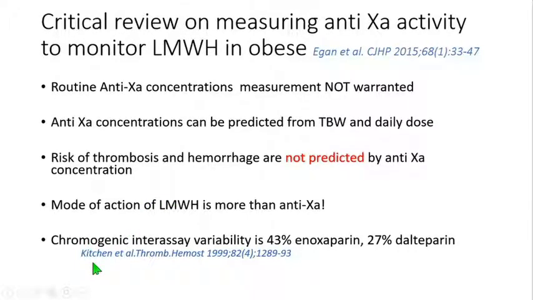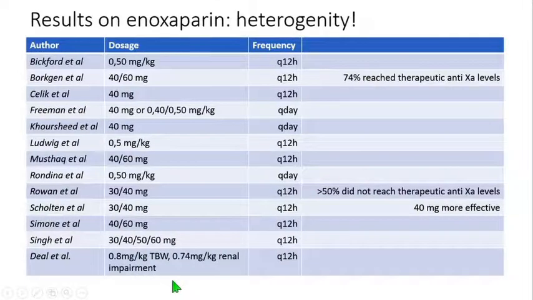And on top of that, the technique used for determining anti-10A levels is called a chromogenic assay, and the inter-assay variability, even among, for instance, enoxaparin and dalteparin, is very huge, making this not such an ideal technique. Do we have studies on low molecular weight heparins? We have loads of studies, and the drug that is studied the most is enoxaparin.